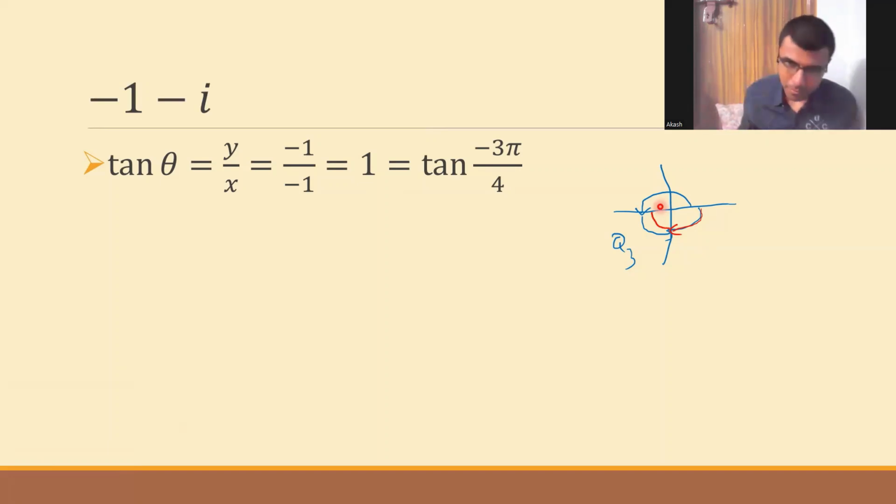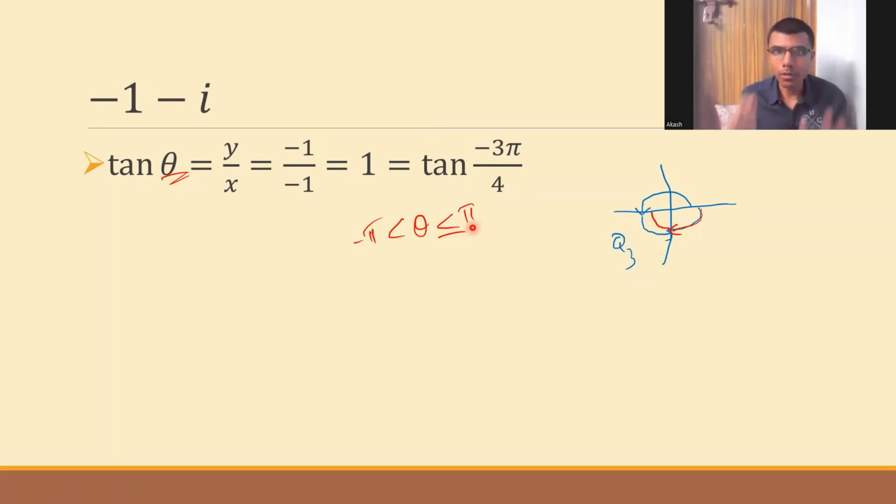Next. Now you might think, why did I write it as -3 pi by 4? See, basically this theta which you're seeing has to lie between minus pi and pi. This theta has to lie between minus pi and pi. That's a rule, that's a condition for the theta.